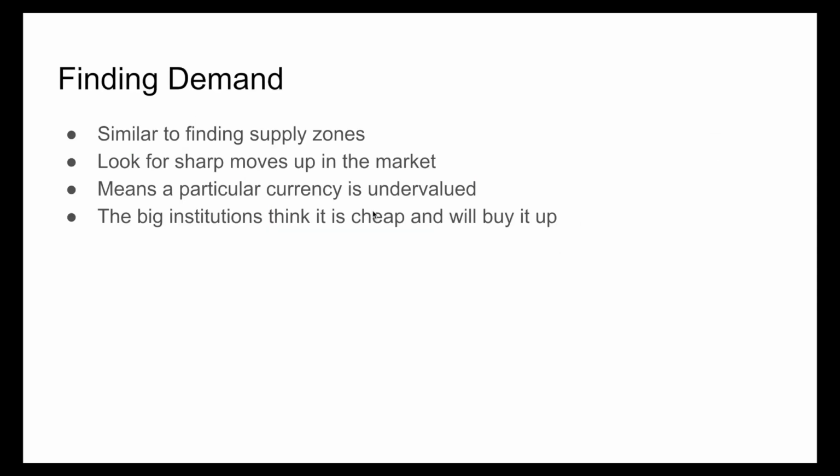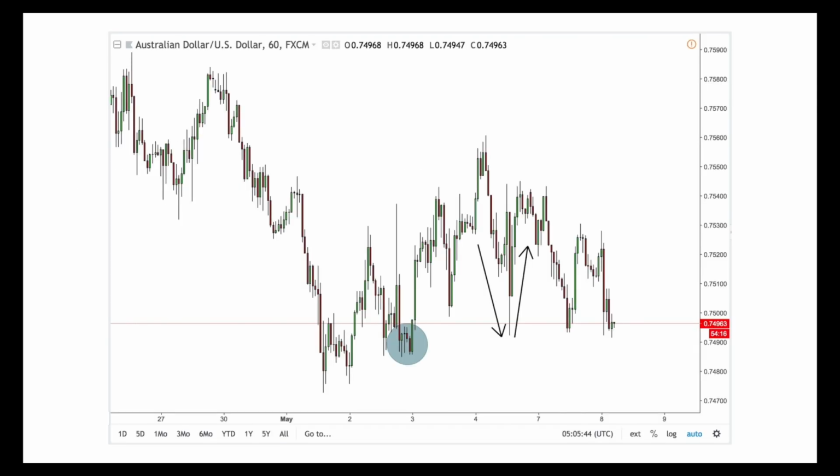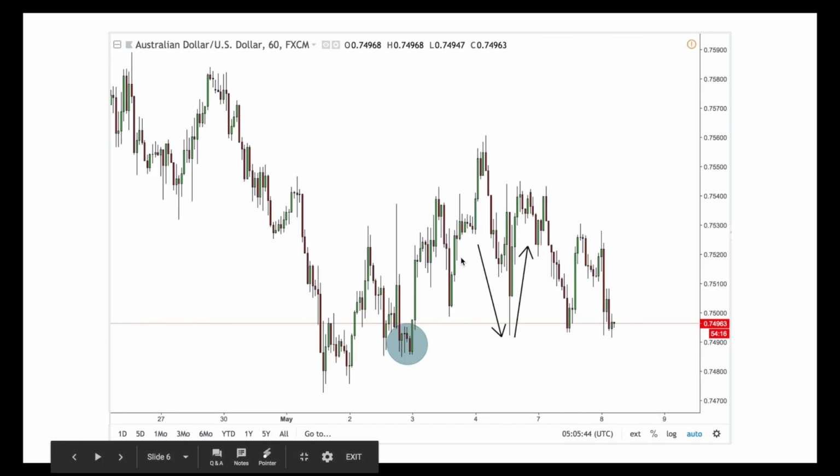Finding demand. Now it's very similar to finding supply zones. Instead of looking for sharp moves down, now you're looking for sharp moves up in the market. And this means that a particular currency is undervalued. They think that, hey, the economy is going to do well, and that currency's value is going to start going up, so we have to get in at a cheap price, so we are making a profit off of that currency. So here's an example, it's the same exact chart.